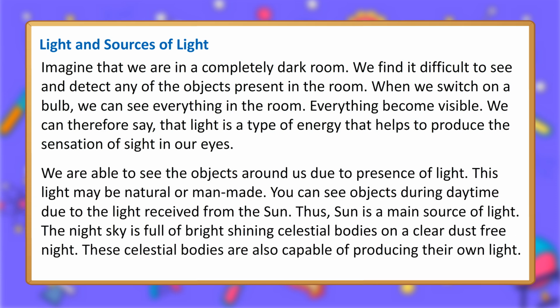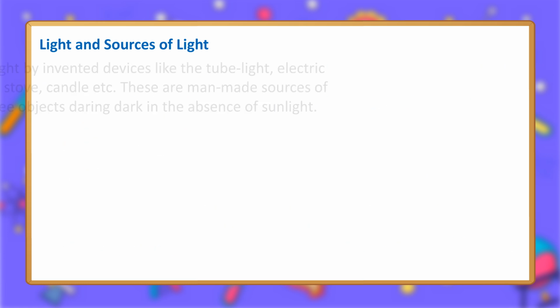We are able to see the objects around us due to the presence of light. This light may be natural or man-made. You can see objects during daytime due to the light received from the sun. Thus, the sun is the main source of light. The night sky is full of bright shining celestial bodies on a clear dust-free night. These celestial bodies are also capable of producing their own light.